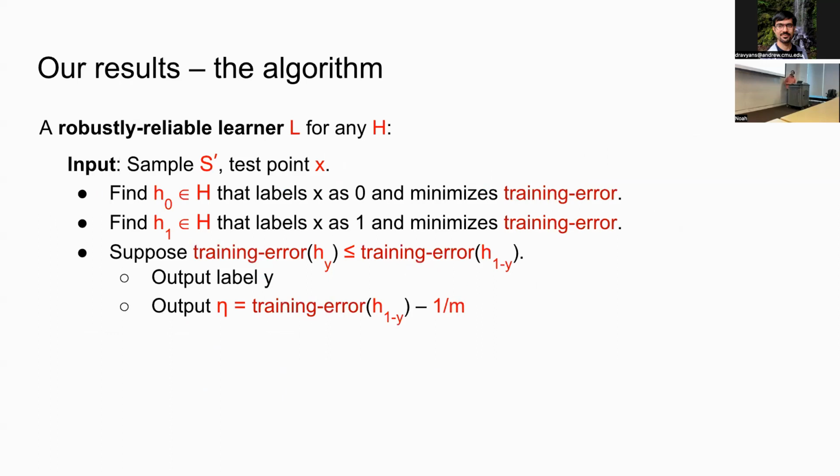Let me jump right into the algorithm that we propose, which has the desired robustness guarantees. A robustly reliable learner for any hypothesis class H does the following. Given a corrupted sample S prime and a test point X, say there are two classes 0 and 1. It finds a classifier which labels X as 0: you fix the label of X as 0 and minimize the training error. Then you also fix the label of X as 1 and minimize the training error. You predict the label which results in the lower of the two errors, and output a confidence level based on the higher error.